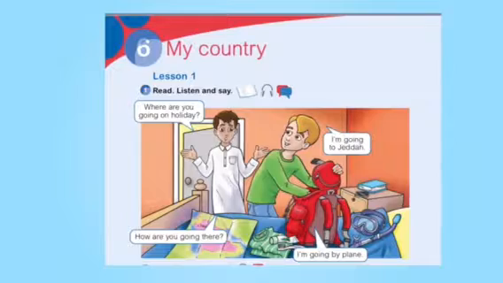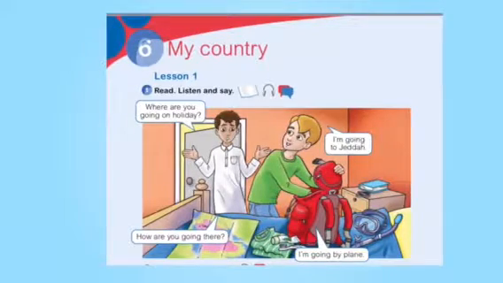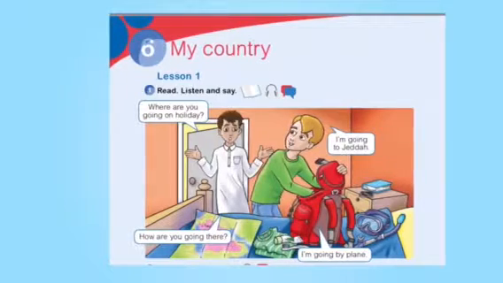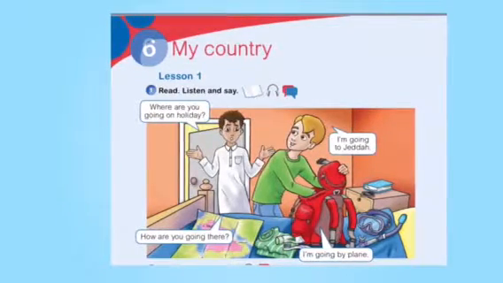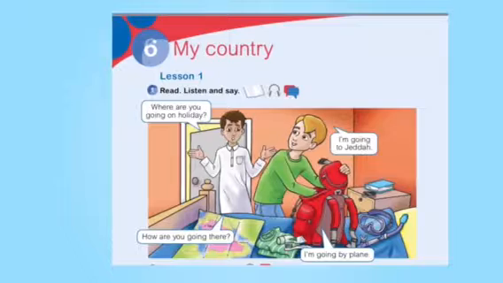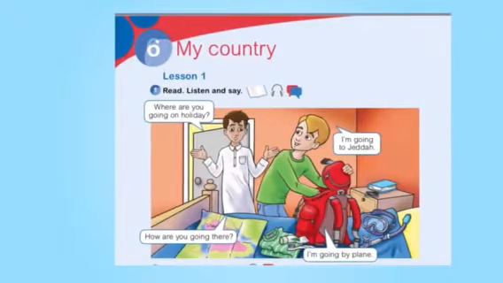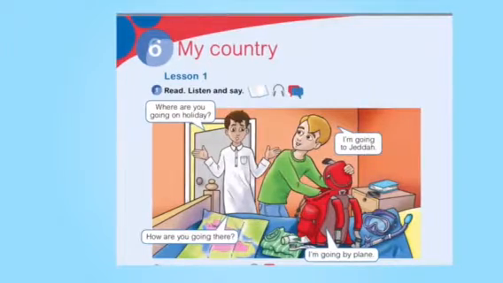Unit 6, My Country, Lesson 1, Activity 1. Read, listen, and say. Ali, where are you going on holiday? Tom, I'm going to Jeddah. Ali, how are you going there? Tom, I'm going by plane.